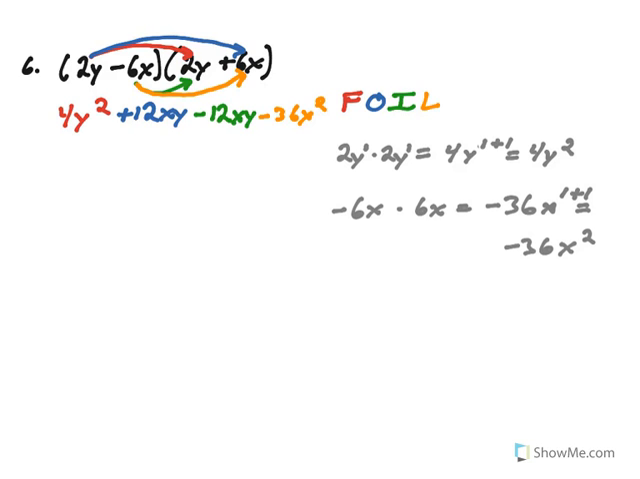And then our final step is to see if we can combine any like terms. Well, I do see two terms that both have x and y in them. And you notice that plus 12xy and minus 12xy will cancel each other out. It's kind of like having 12 apples and then you take away 12 apples. You should have 0, right? Cancel. So this is going to simplify to 4y squared minus 36x squared. Okay? And that would be your answer.